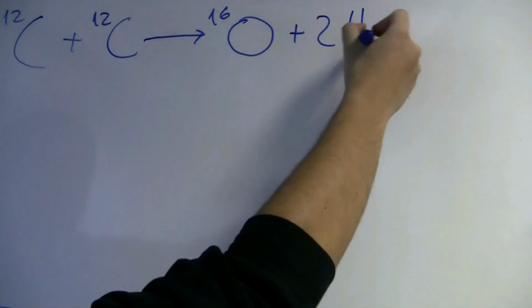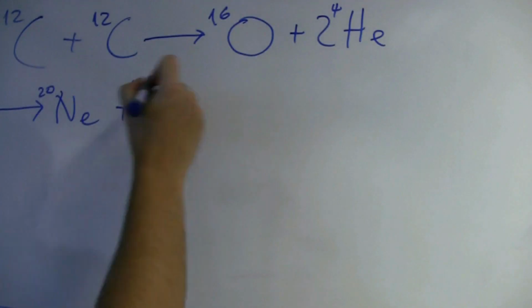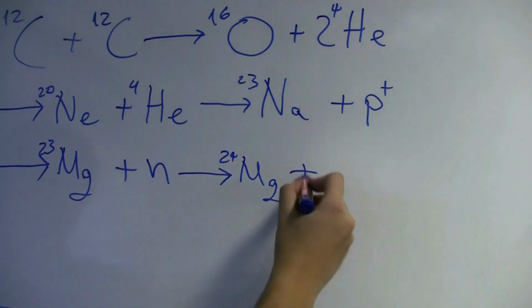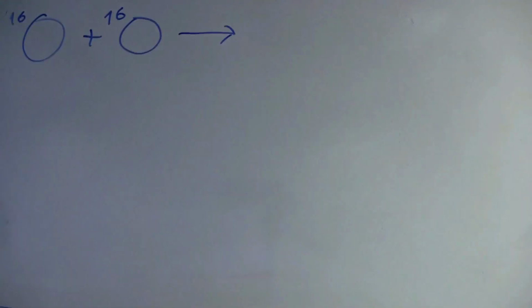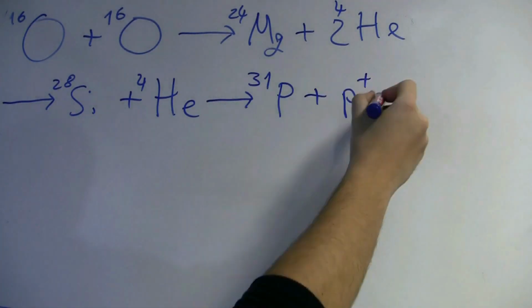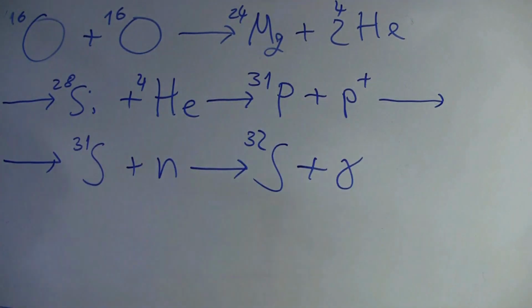Here is an example of fusion reaction. Two carbon atoms produce oxygen, which then reacts with helium to produce neon, and so on up to magnesium. Then, for example, two oxygen atoms produce magnesium, which then becomes silicon, after finally sulfur is produced.